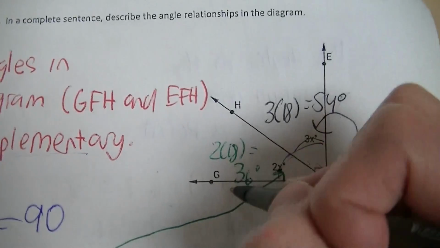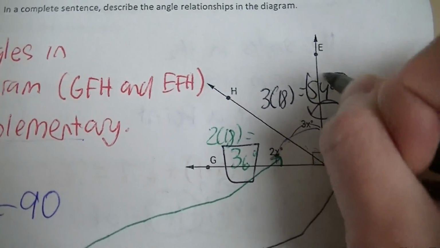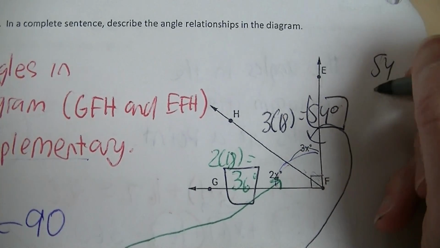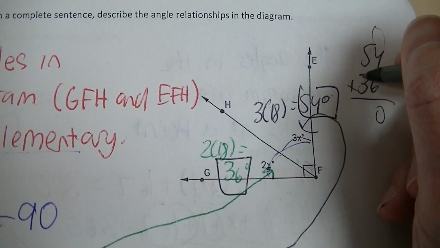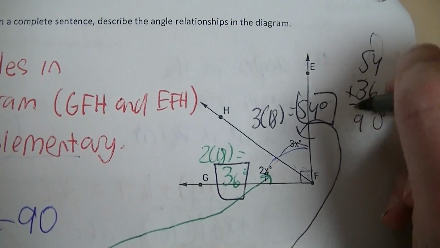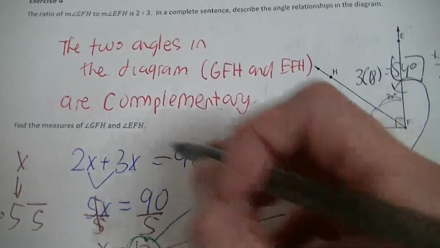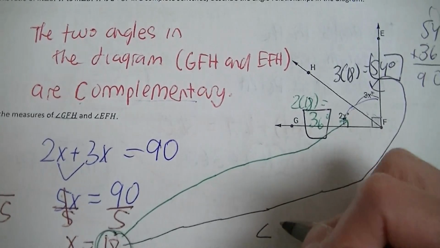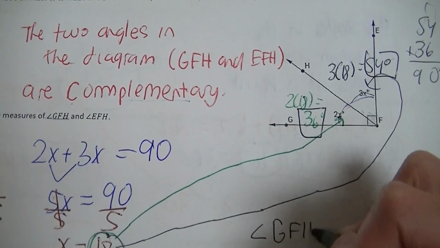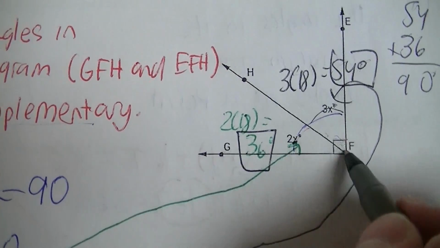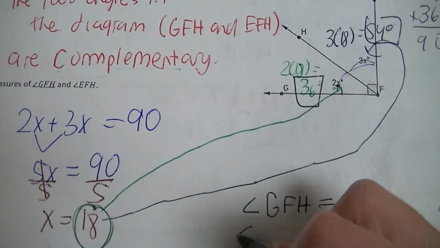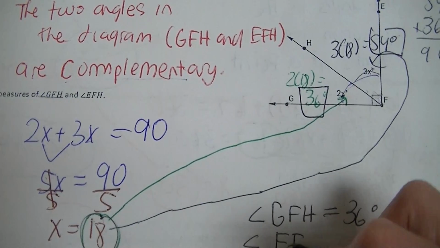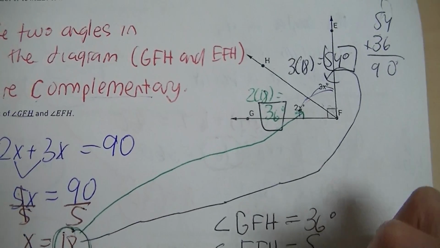And just to double check, do 36 plus 54, does that equal 90? Because it's supposed to, and if not, we messed up. Okay, we're good. So yeah, that's correct. But be obvious, okay? The measurement of angle GFH is equal to 36 degrees. Don't get them mixed up. The measurement of angle EFH is equal to 54 degrees.